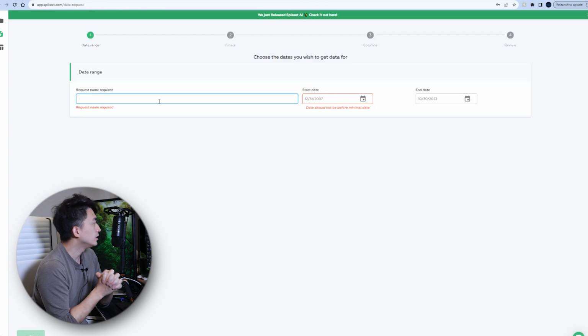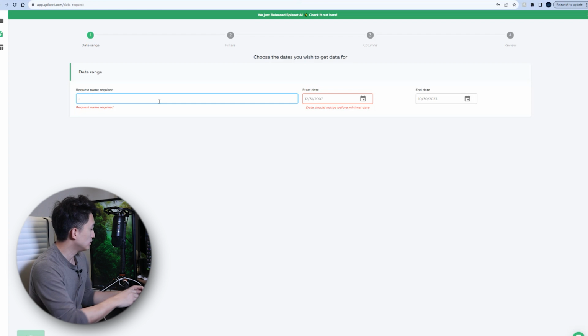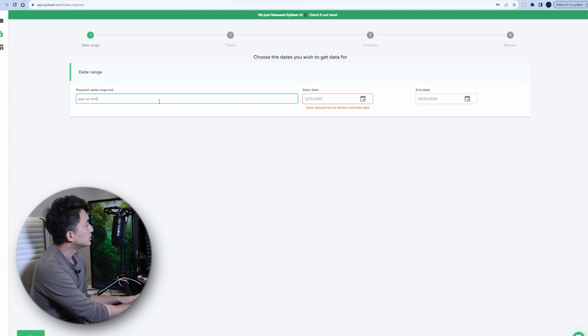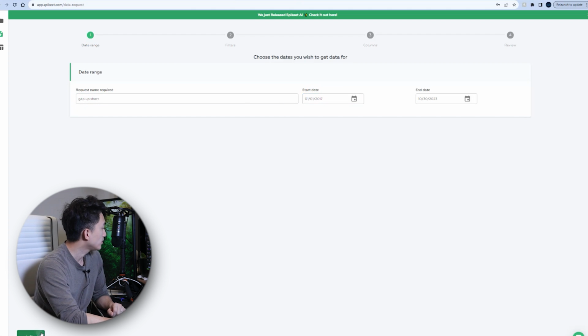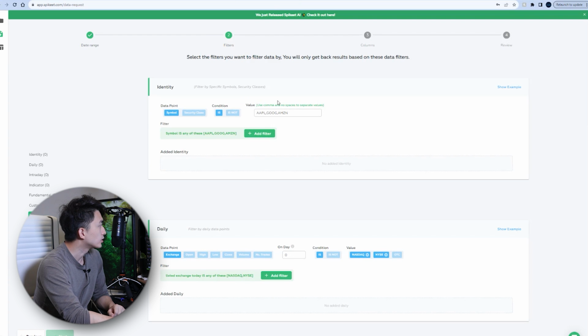Okay, so here is the beginner tutorial for Spikeet. You can also look for tutorials on YouTube as well. Let me give you guys an example. Let's say you want to name this one gap up short. I want to look for data starting around 2017. All right, let's go and input your criteria manually.